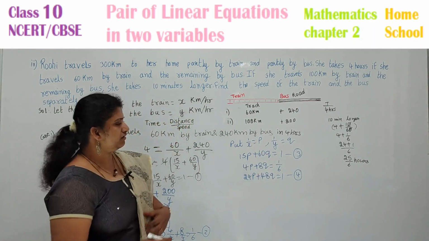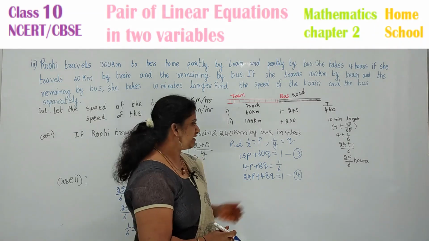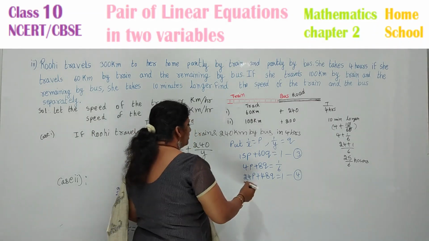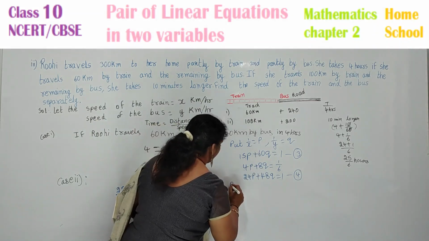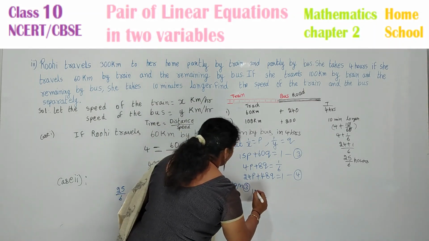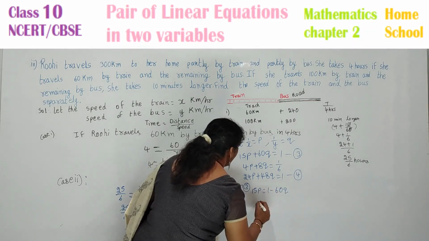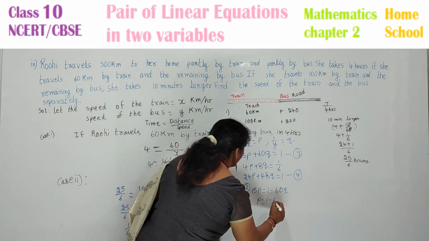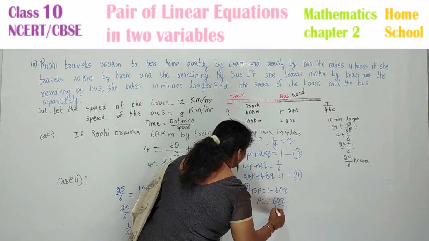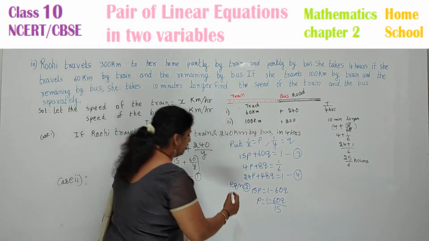How can we solve? Which method you go? Any method you can choose. Let's go with the substitution method. Change third equation. Equation 3, let us change. 15p is equal to 1 minus 60q. And p is equal to 1 minus 60q by 15. Now put this p value in equation 4.